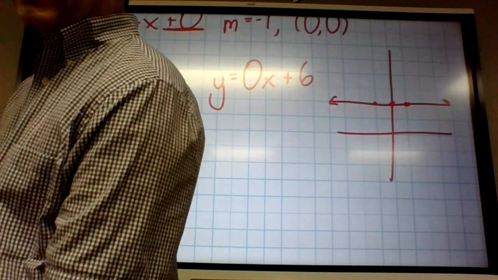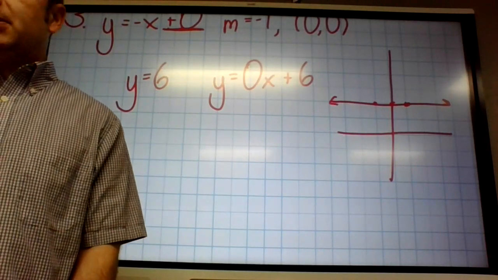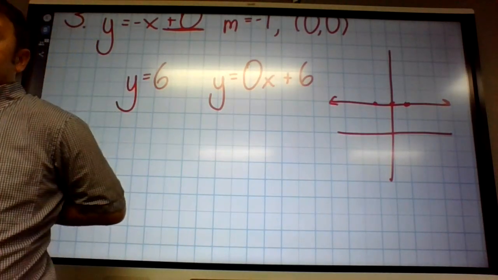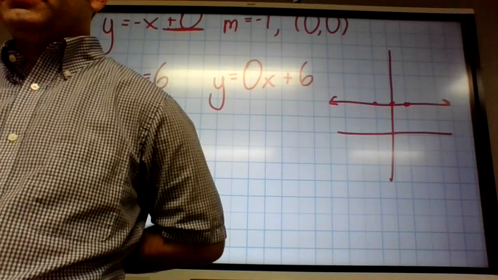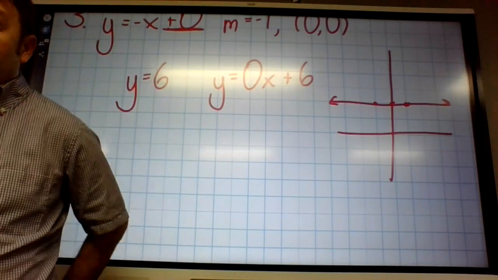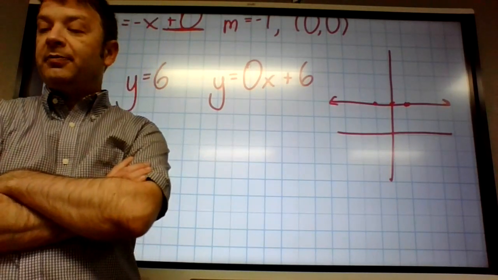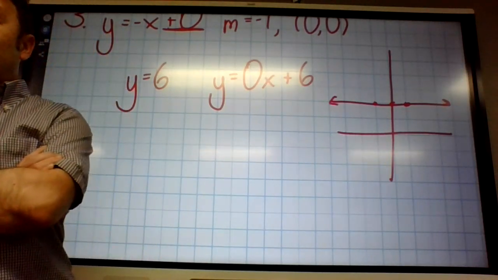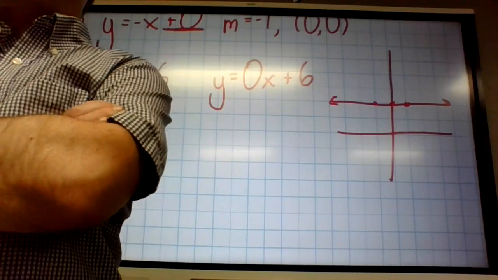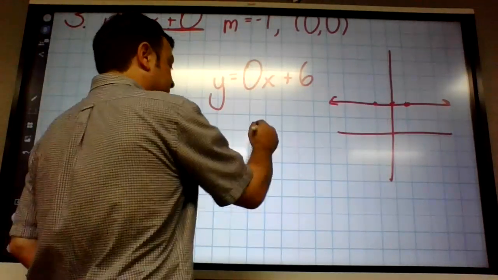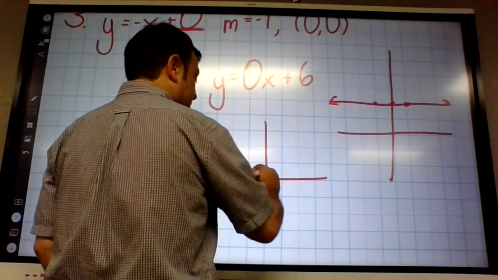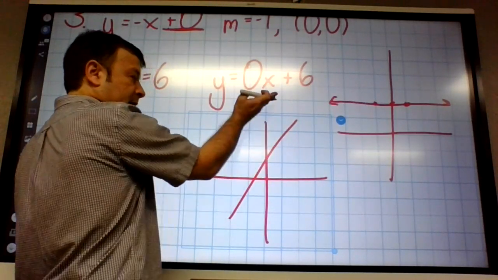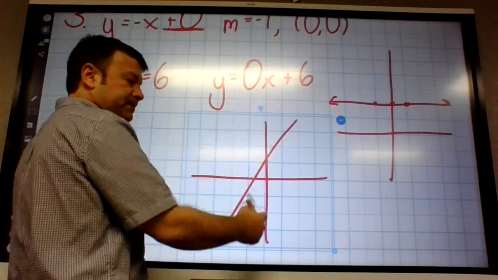Number 5. All right, 5 through 8 is matching. So, let's just look at A for a second. What kind of slope does A have? Positive. A has a positive slope because the line is going up from left to right. B has a negative slope. What kind of y-intercept does A have? Is it positive or negative? Positive, because it's crossing the y-axis above the x-axis. So up here, the y-axis is positive.